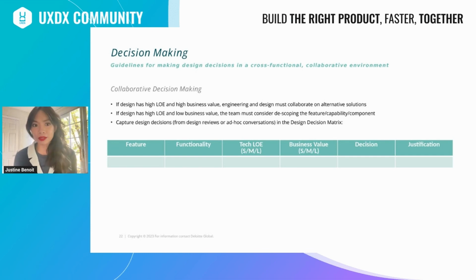So, some guidelines, and I've mentioned this earlier too. If the design has a high level of effort to implement and a high business value, then engineering and design have to collaborate and find alternative solutions. Then if the design has a high level of effort for implementation, but a low business value, then the team can consider de-scoping that feature, capability, or component in the solution. And then explore other ways, maybe either explore alternative solutions or deprioritize certain elements of the product.